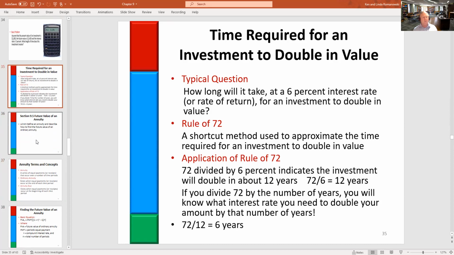So that's it for this portion right here. So I'm going to stop here, and we'll start another session in a moment.